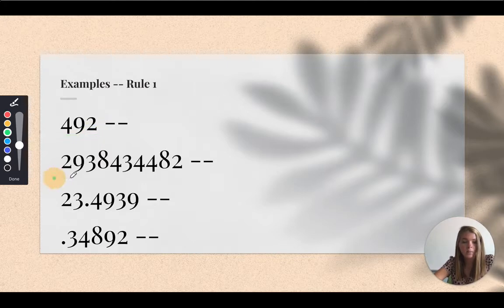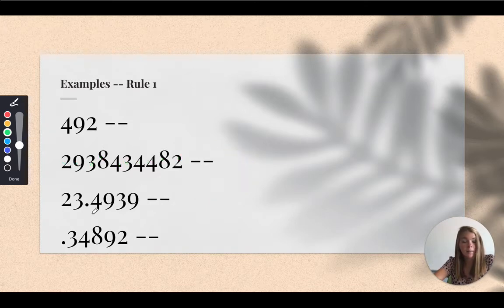Here we have the number 2,938,434,482. Are there any zeros in that number? No. So how many sig figs do we have? 1, 2, 3, 4, 5, 6, 7, 8, 9, 10 sig figs.